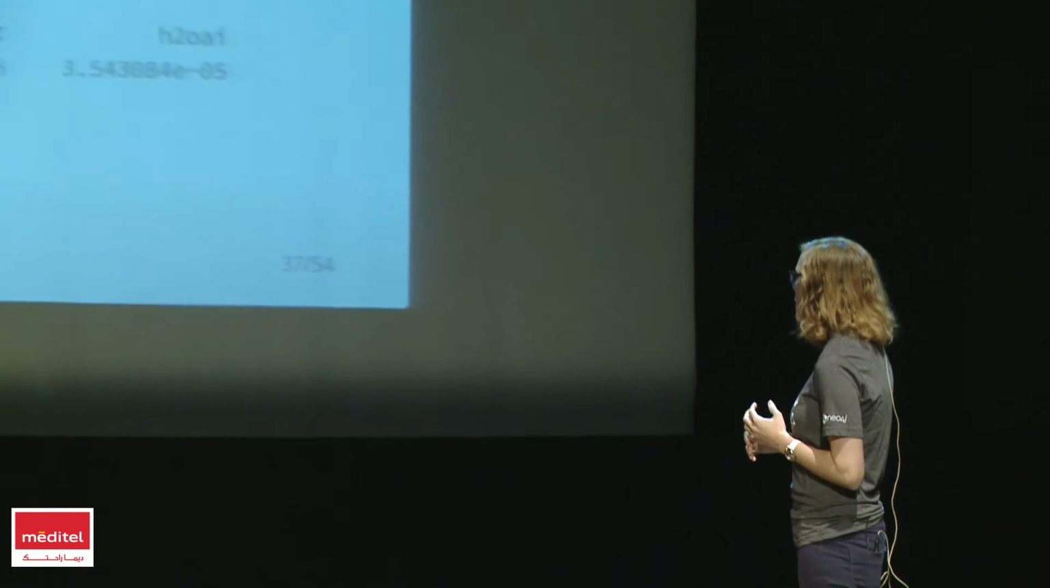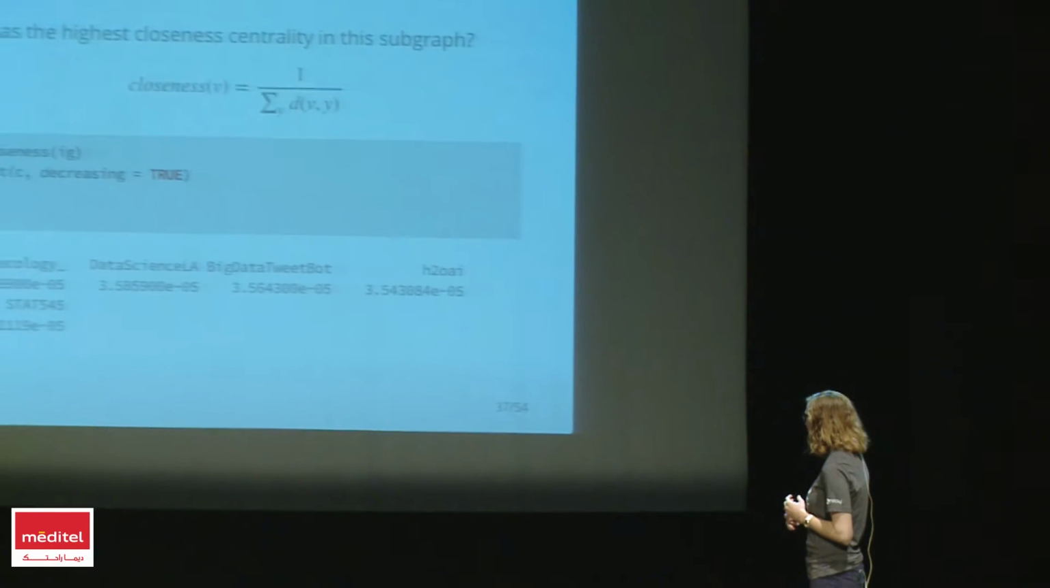We're going to sort it descending. And we can see that it definitely is a different centrality measure because the same names aren't in the top here. We have different users. So we have ecology and the data science LA blog at the top there.